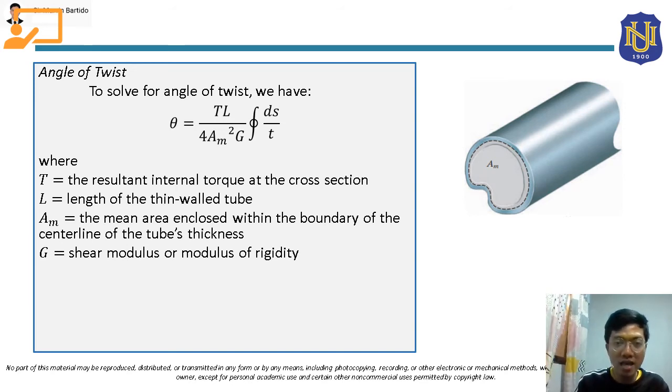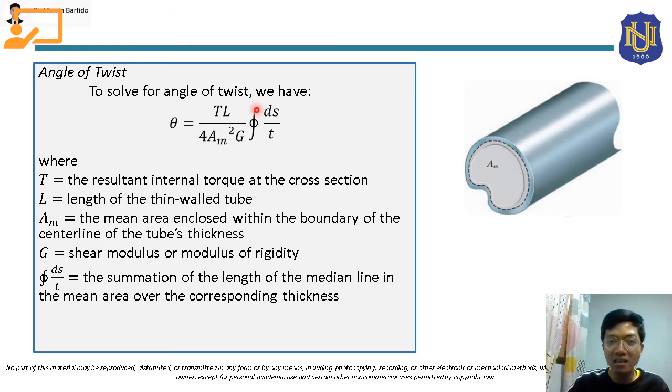Also, class, G is the shear modulus of the material of the thin wall tube. And for this line integral ds over t, this is the summation of the length of the median line in the mean area over the corresponding thickness. This median line is the broken line here, the line at the middle of the thickness. The length of these broken lines, we have to solve them. Let's say for a circle, the length of the curve of the circle is actually the circumference, or 2 pi r.